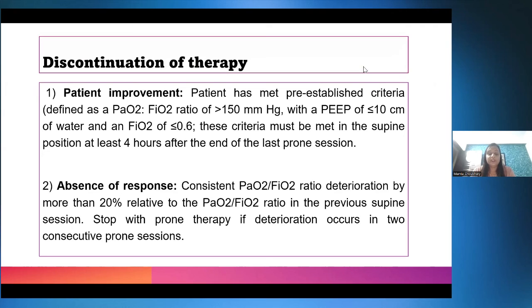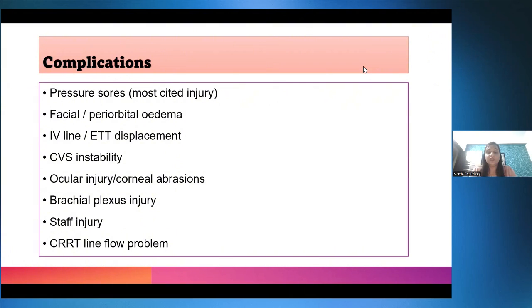Another complication that is commonly seen in these patients is ocular injury or corneal abrasion. The reason could be direct pressure on the eyes due to improper head positioning. Also, reduced blinking and exposure keratopathy cause dry corneas. Further, increased intraocular pressure can worsen optic nerve perfusion.